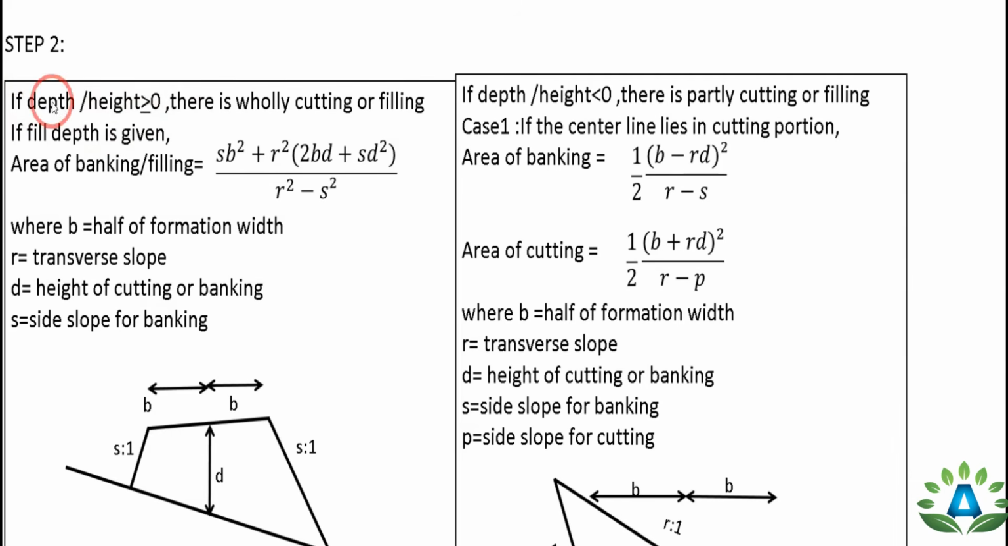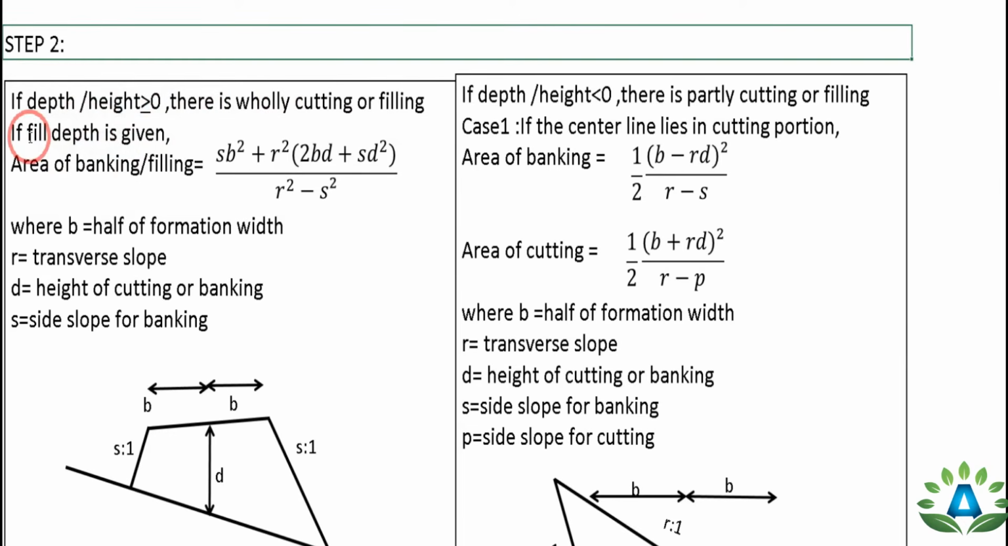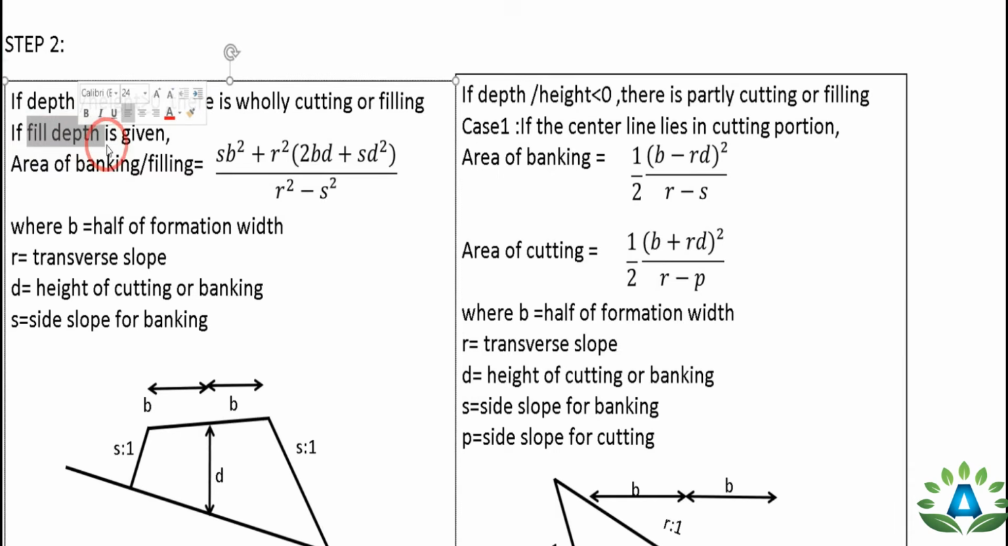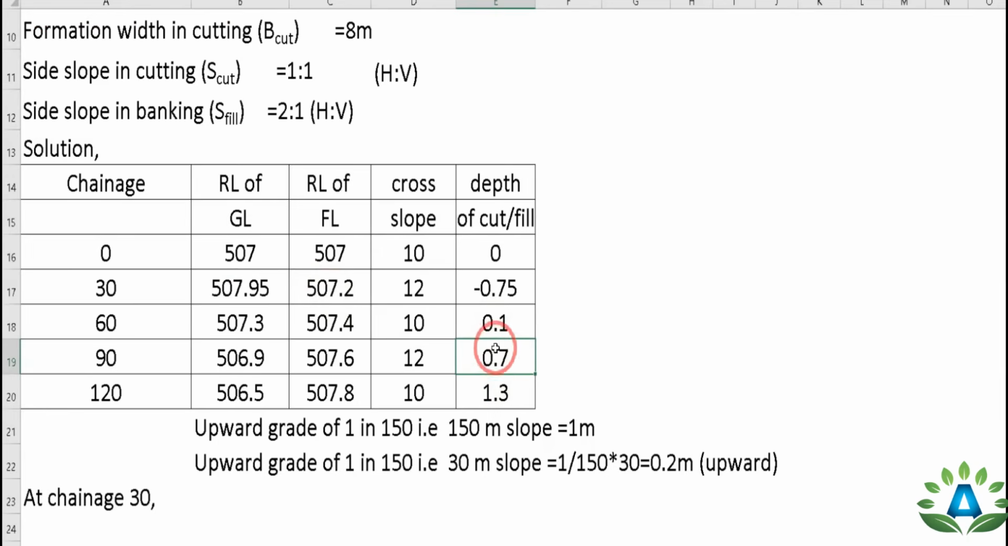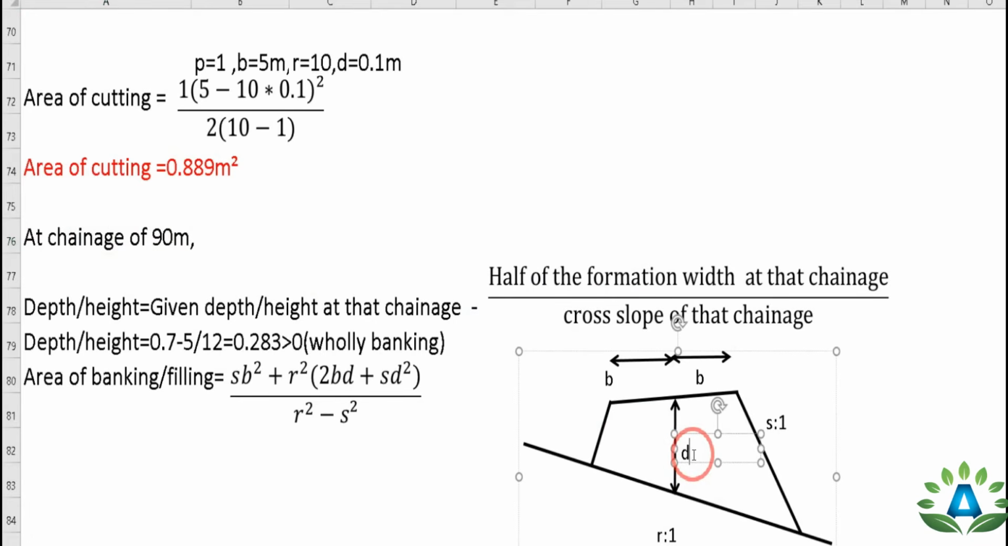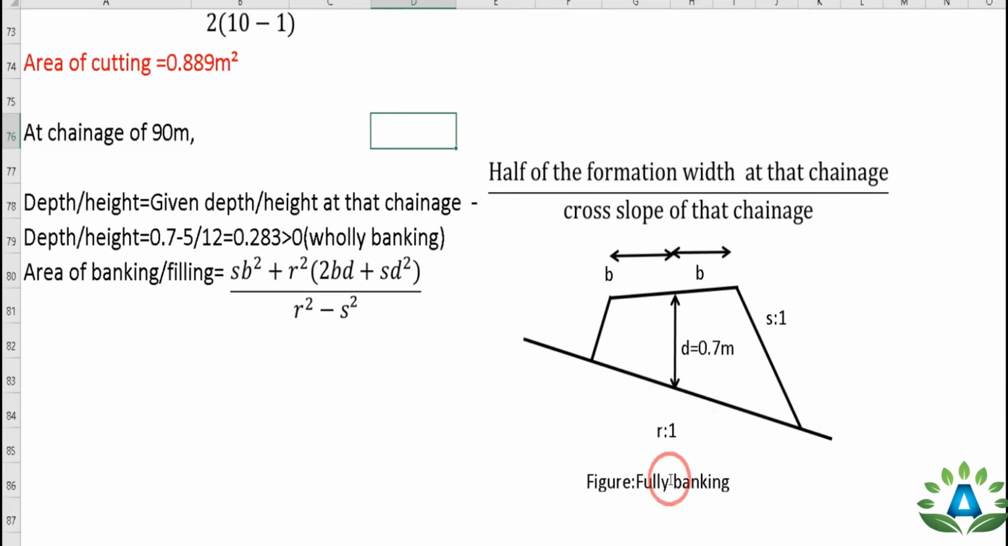So here we are going to use this case number 1 because we have this as the wholly cut or fill portion, and since we have the fill depth given, that is we have the depth as positive, we will be using this formula. The cross section of the fully banking portion will look like this, in which this D means the depth of the fill. So we have this depth of the fill as 0.7 meter. So this D equals 0.7 meter. B is the half of the formation width of banking portion. Capital B equals 10 and the small b means 10 by 2, that is 5 meter. And here also b equals 5 meter.